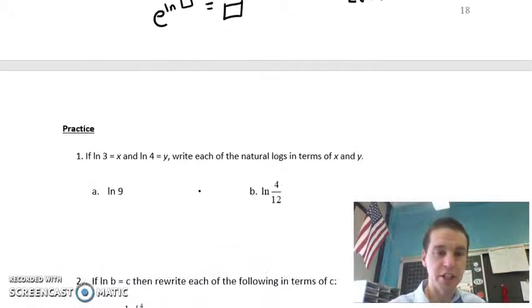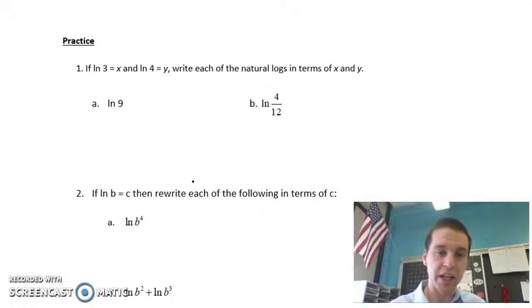So, let's practice it. Now, we're going to go backwards a little bit here. This is a little out of order. This is what we talked about in the previous lesson. If ln of 3 equals x and ln of 4 equals y, we need to write in terms of x and y. So in terms of 3 and 4.